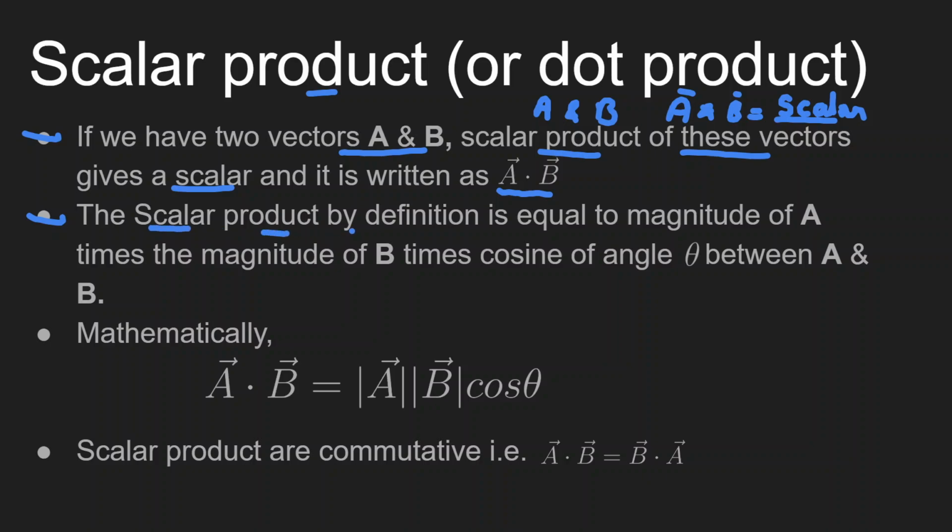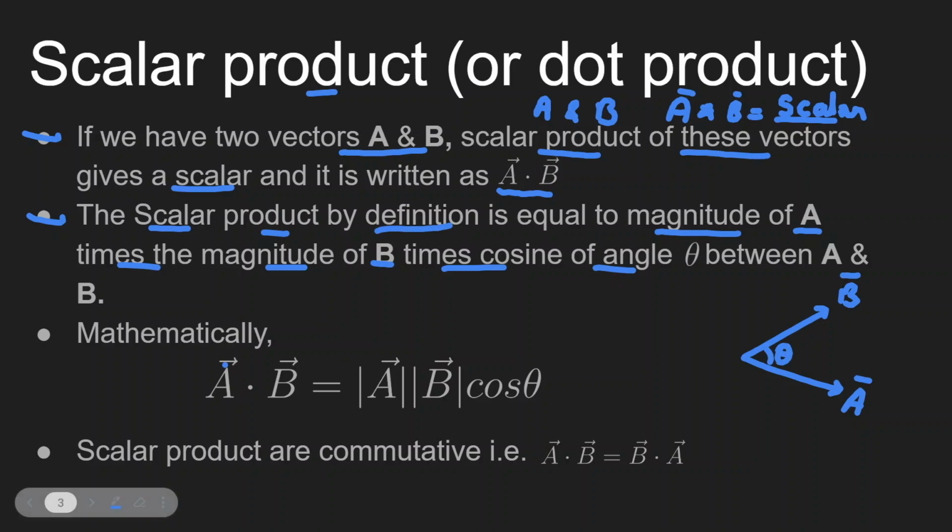Now, the scalar product by definition is equal to the magnitude of vector A, so this bold-faced is a vector, times the magnitude of vector B times the cosine of the angle between them. So if this is my vector A and this is my vector B, the angle between these two is theta, say. So A dot B is equal to magnitude of A, magnitude of B, times cosine of theta.